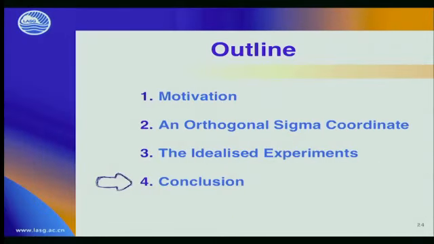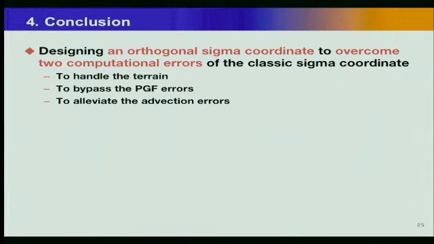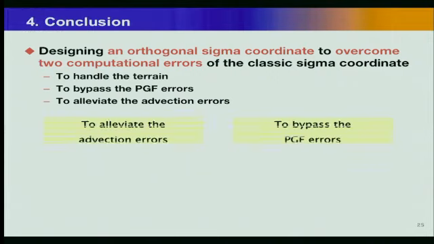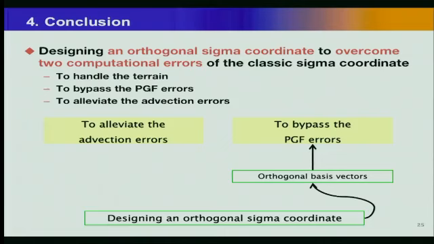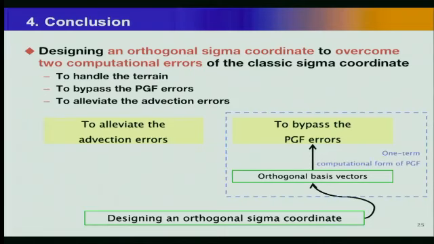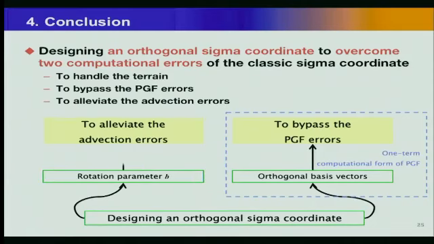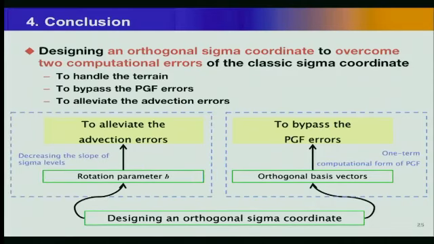Okay, we have introduced the orthogonal terrain-following coordinate, as well as the associated idealized experiments. Here comes the conclusion. We design an orthogonal sigma coordinate to overcome 2 computation errors in the classic sigma coordinate. In designing this coordinate, we use orthogonal basis vectors to obtain the one-term computational form of PGF so as to bypass these errors. And we add rotation parameters to decrease the slope of sigma levels, and we alleviate the advection errors in this new coordinate.